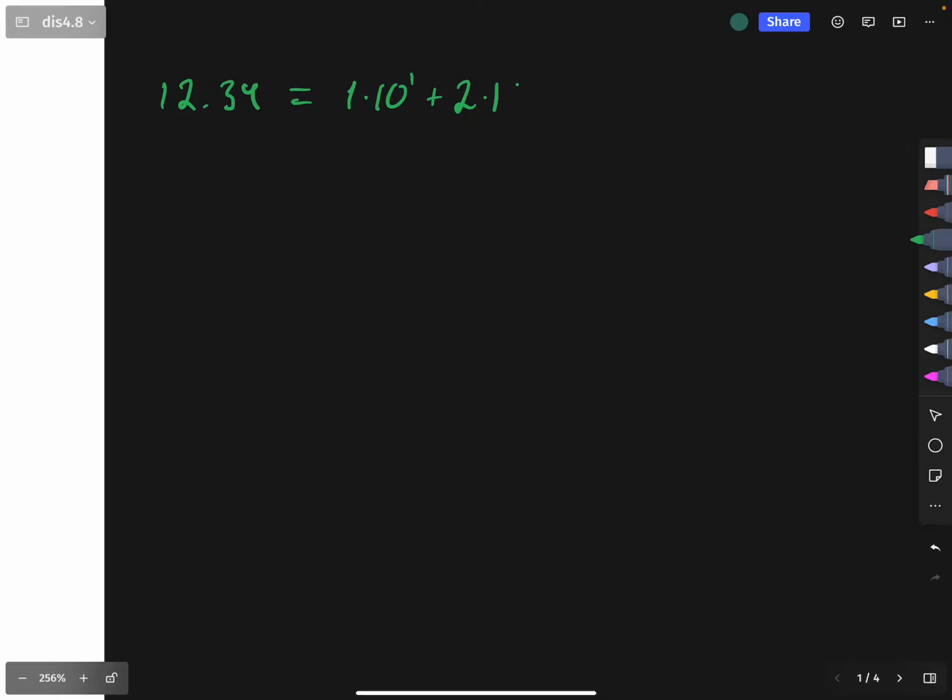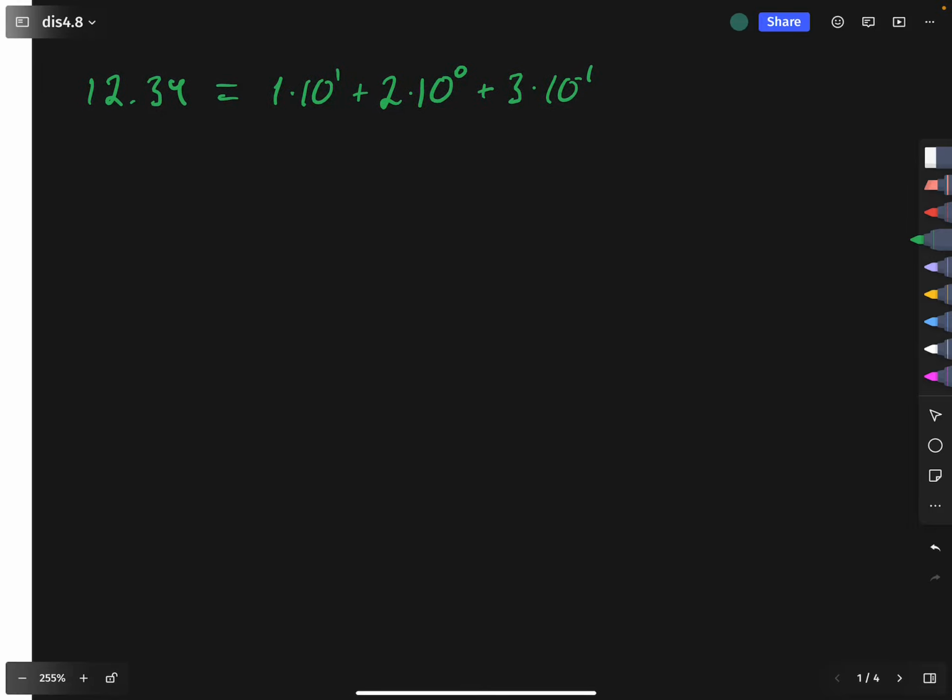And then plus, to capture the values after the decimal point, 3 times 10 to the negative 1, which is 3/10. I think we're typically pretty familiar with that logic. Then plus 4 times 10 to the negative 2, which is 4 over 100, or 0.04. So that's the familiar system.